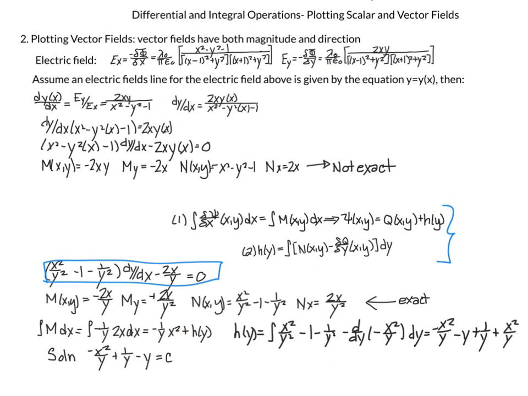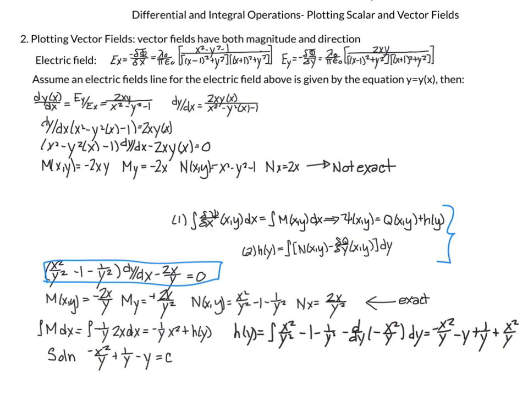Now when we want to figure out what h of y is, we integrate n of xy minus the partial derivative of q with respect to y, and we're integrating with respect to y. And remember, q is the part of m that is not the function h of y. So h of y is the integral of n of xy. N of xy is equal to x squared over y squared minus 1 over y squared. And we're going to subtract the partial derivative with respect to y of q of xy. Q of xy is the part of m that's not h, so that's minus x squared over y.